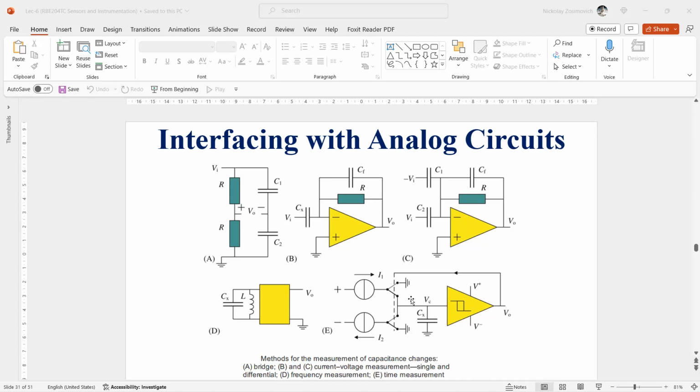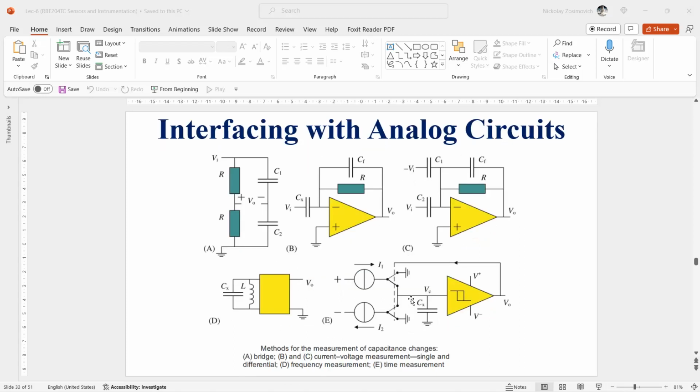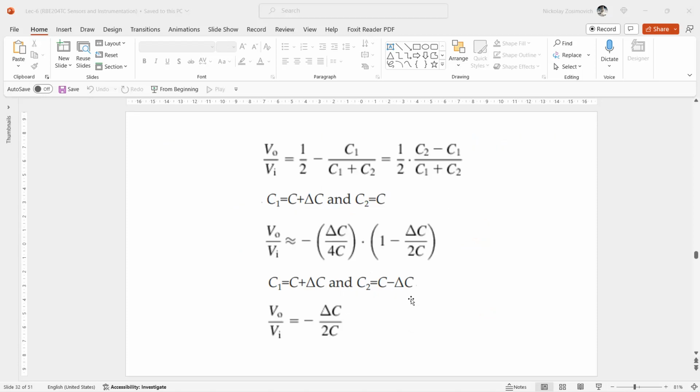We discuss four major analog interface methods for capacitive sensors, according to this figure. First is impedance measurement, preferably in a bridge. Second, current-voltage measurement with an operational amplifier. Third, frequency measurement. And fourth, time measurement, charging and discharging the capacitor with constant current. For each of these methods, we give a brief analysis.